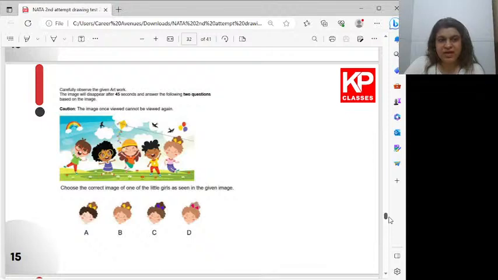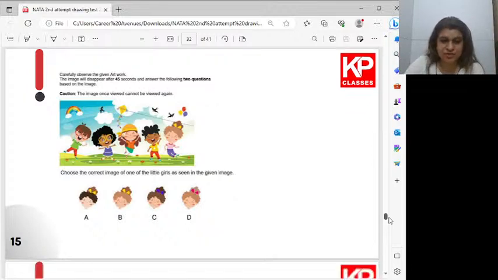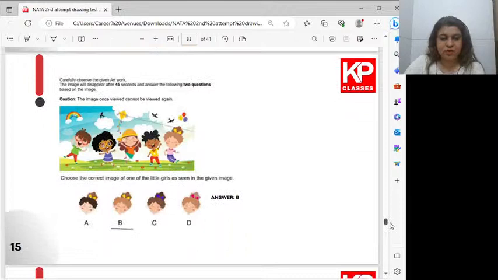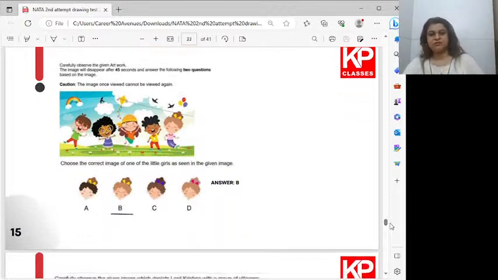Okay, so here we have a question. Again, for these kinds of questions, the image will be shown to you either for 30 or 45 seconds. So quickly observe it and remember the things that are present there. Start with color, start with shape, number of shades. Identify them quickly, and then you will have questions based on it. So here, choose the correct image of one of the little girls as seen in the given image. Here is one of the options. Option B is the right one.